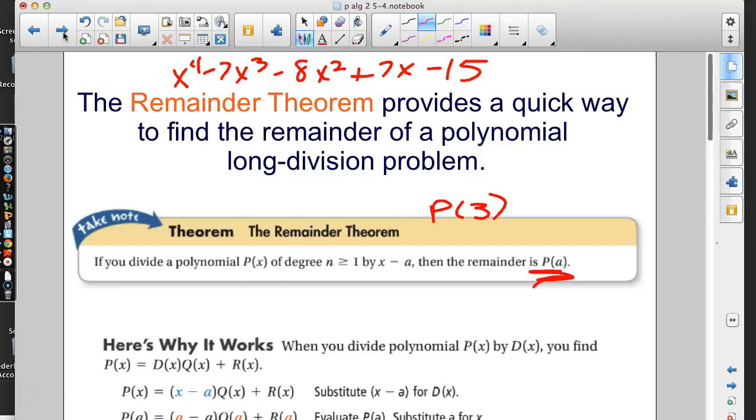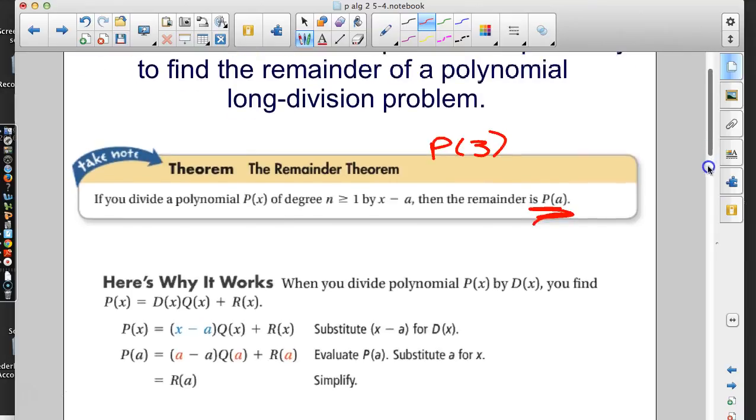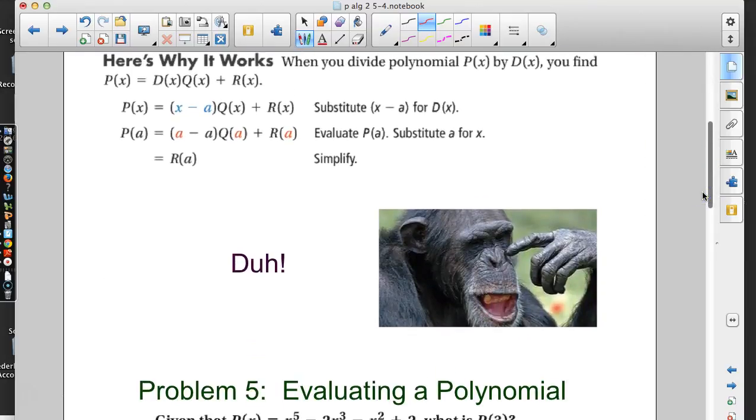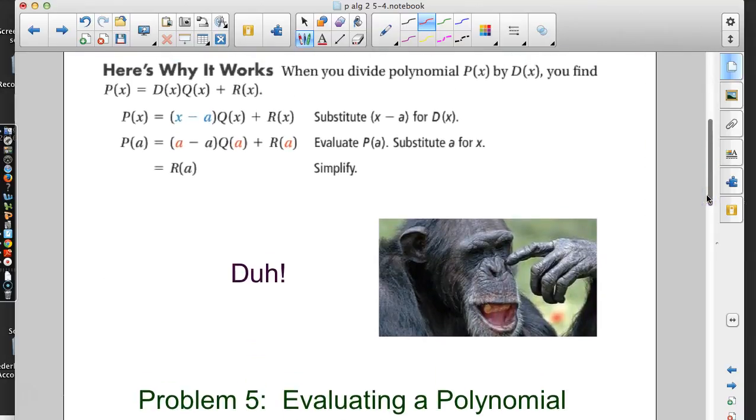It absolutely happens. So here's why it works down here, and what it shows is, if we are doing this division, and we say, you know what, I'm going to put a in this slot. Well, if we did that, that would give us 0. So this part would be gone, and all that's left is the remainder. So the chimp there's picking his nose because we didn't know synthetic existed, so we couldn't do this before. This is a duh moment. My goodness, we're going to get an answer here.